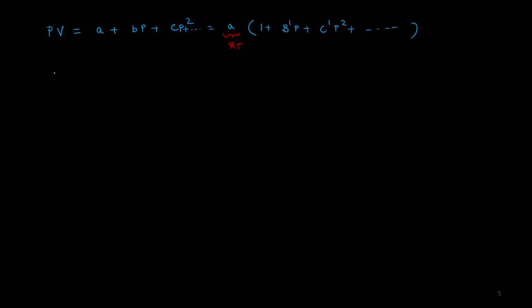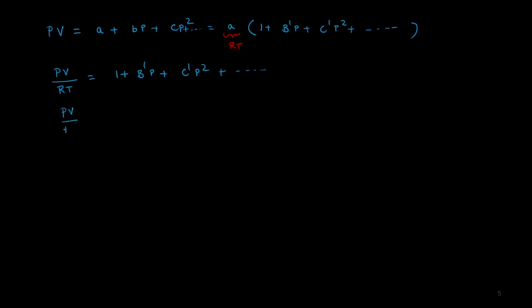So the other way of writing this is PV over RT, bringing RT to the other side, so that this will be 1 plus B prime P plus C prime P squared plus so on, right? And these quantities here are known as the virial coefficients, right? This is a power series in P.